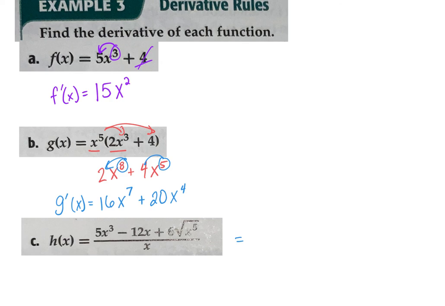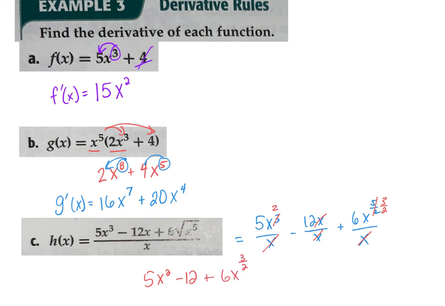All right, so I'm going to rewrite this a little bit. I'm going to say 5x cubed over x minus 12x over x plus 6x to the 5 halves over x. Okay, that's all that means, right? Do you see what I did there? And then I'm just going to take out an x from all of them. So take one of those, take one of those, and take one of those. So I have 5x squared minus 12 plus 6x to the 3 halves. And now I just do them individually.